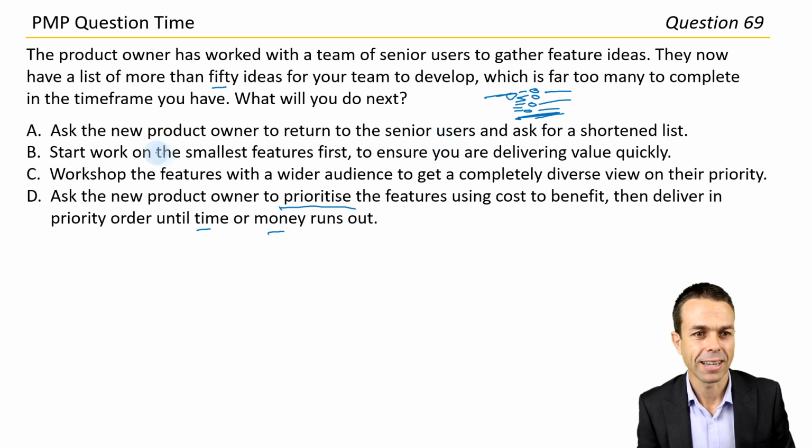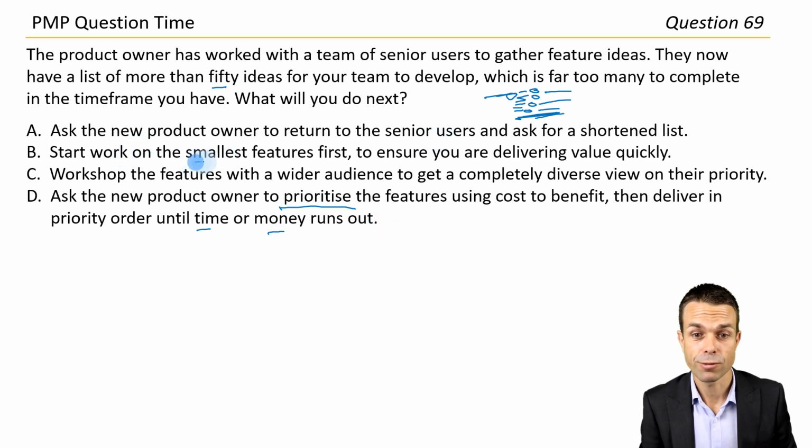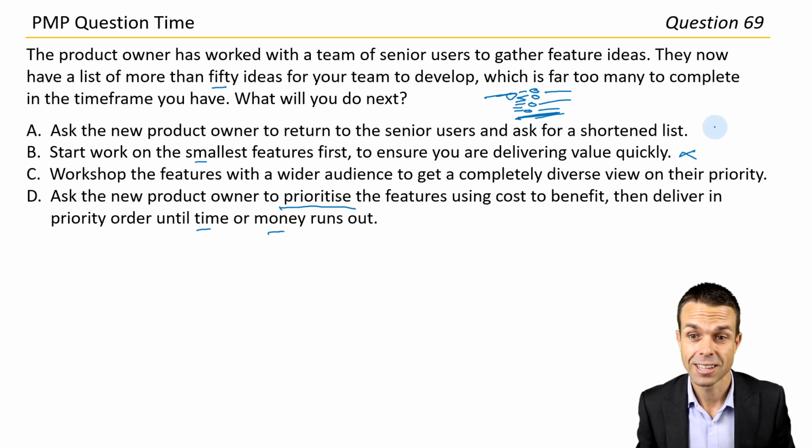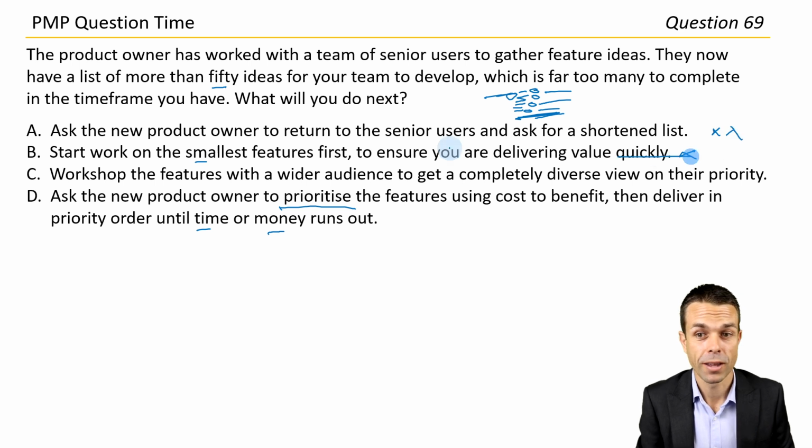What else do we have just in case? Start work on the smallest features first. Again, we want highest value, so that's a no. Ask the product owner to return and ask for a shortened list. We can have a long list, but we just prioritize it with the highest value.